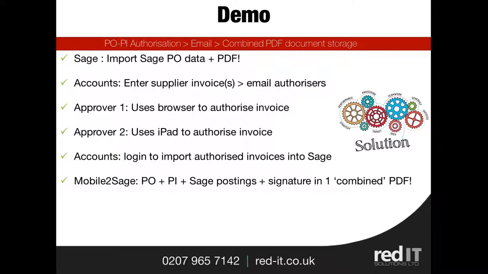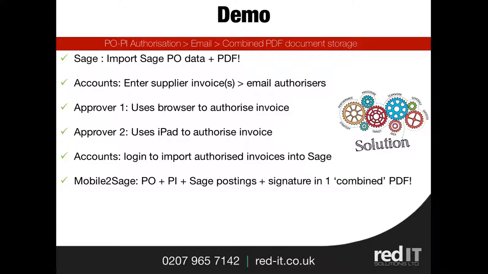So in this demo I'm going to run you through a case study of a client who contacted us. They raise thousands of purchase orders per month, and each one of these purchase orders may have one or more supplier invoices related to them. The suppliers normally email in those invoices as PDF documents, and the objective here was to be able to route those to remote authorizers to authorize them either on a browser or using an iPad, and then for the accounts department to be able to add some comments, check things like nominal codes, VAT codes, before automatically importing those into Sage.